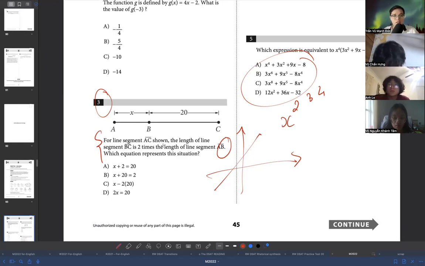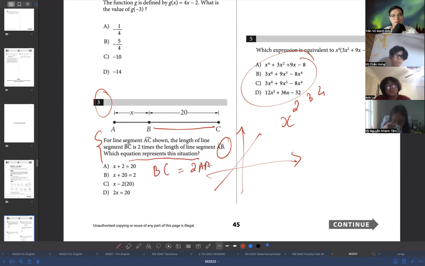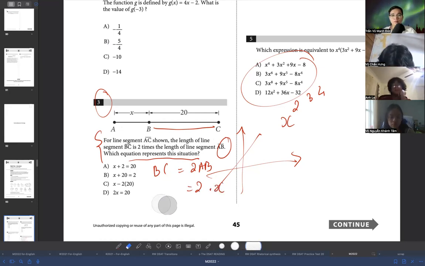For line segment AC shown, the length of segment BC is 2 times the length of AB. Which equation represents this situation? So you have BC is 2 times AB, which means BC, or 20, is 2 times X. It's very simple. This is just a very simple example, but I want to make it clear.